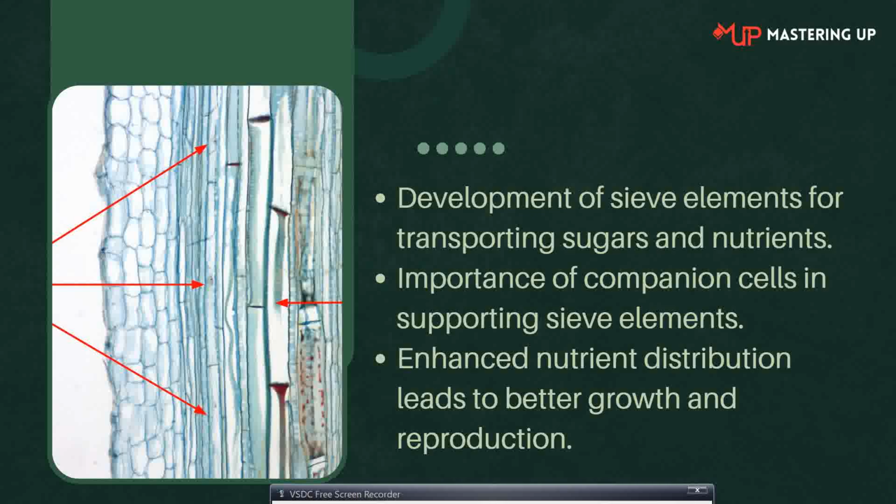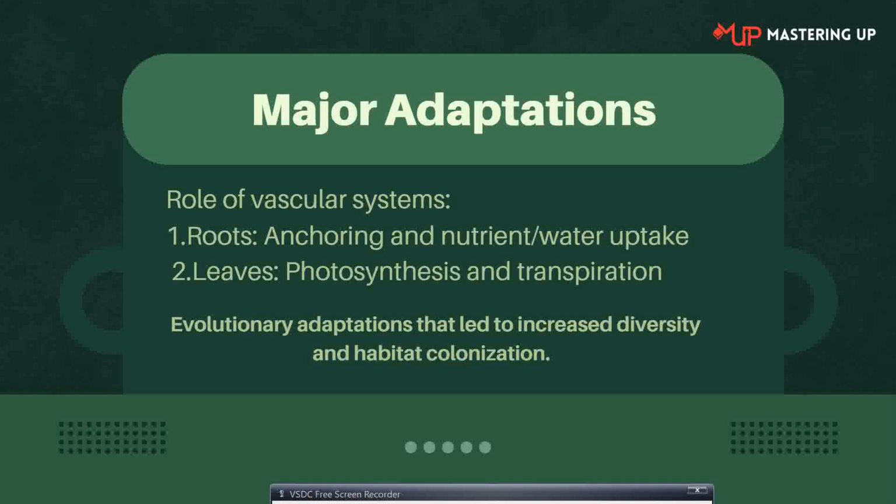This enhanced nutrient distribution led to better growth and reproduction. Growth and reproduction are really important in the case of evolutionary range. Each individual plant needs growth and reproduction. So phloem transport also helped in enhancing nutrient distribution, which indirectly led to the development of better growth and reproduction. Now the major adaptations include the role of the vascular system and roots.